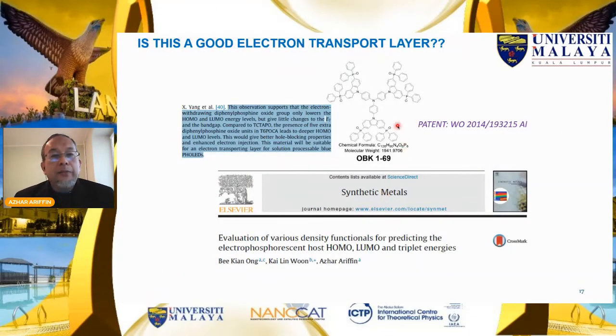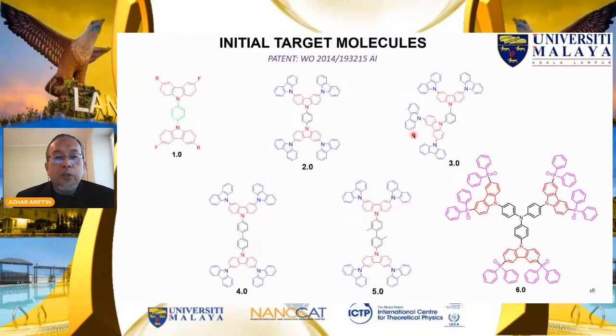So our research started from this molecule here, when my friend from physics, Dr. Woon Kai Lin, designed this molecule computationally, and he said this molecule is probably a good electron transport layer. Then he designed more molecules, as shown here. So this is our designed compound, and we have patented it. Due to the time constraint, I will not discuss all these molecules. I will maybe just show one example of how we synthesize compound 2.0 and what problem we faced during the synthesis of this molecule.